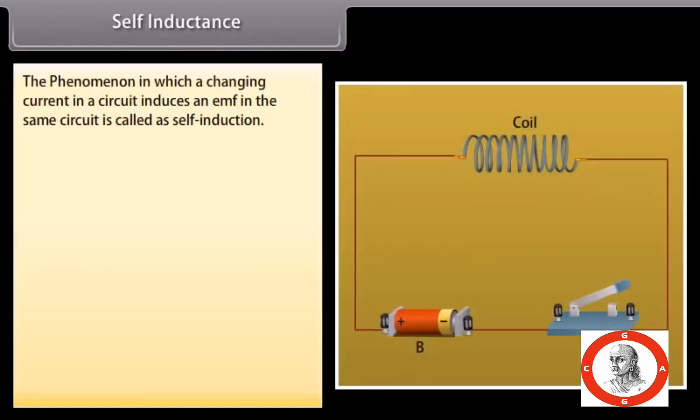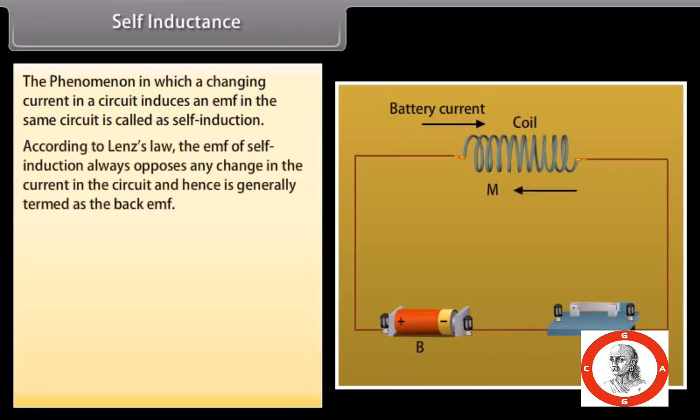Self-inductance. The phenomenon in which a changing current in a circuit induces an EMF in the same circuit is called self-induction. According to Lenz's law, the EMF of self-induction always opposes any change in the current in the circuit, and hence is generally termed the back EMF.